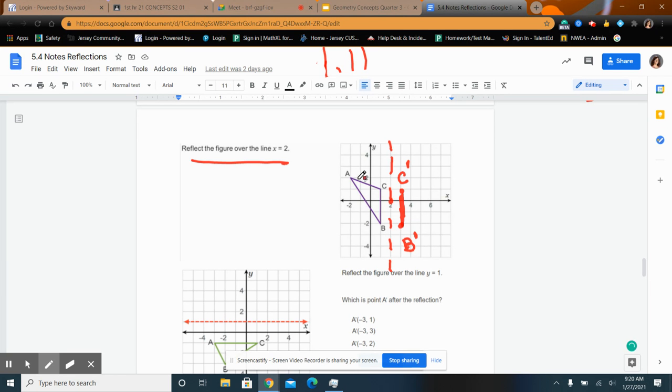And now A, how far is A from the line? 1, 2, 3, 4. So count 4 away. 1, 2, 3, 4. And A prime will be here. And then you'll connect and make the shape, and it will be congruent. It will be the same shape. Everyone see it?